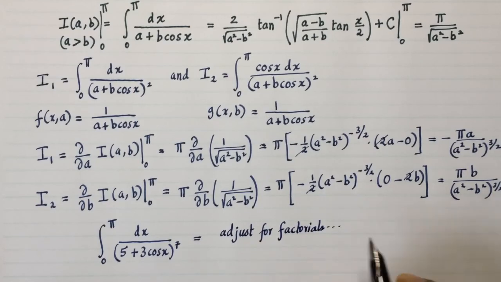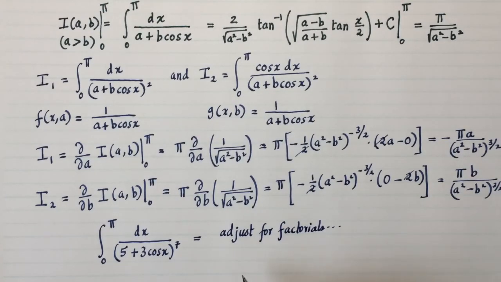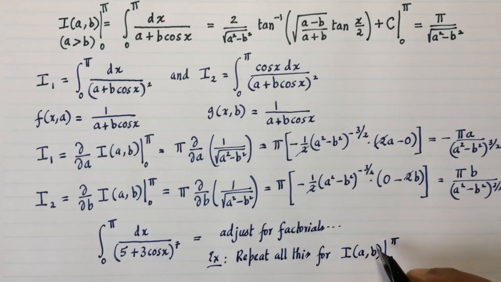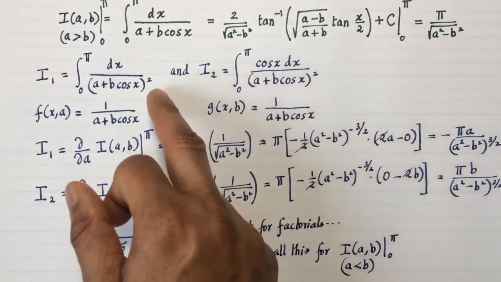I would urge you to try something like this. It's a really fun exercise. You just have to keep differentiating this over and over and over again, and then that'll be the answer. And I think the other exercise I would like you to try is the one I mentioned earlier. Repeat all this for I of a comma b from 0 to pi for the case of a less than b. That's where you get the ratio of two logarithms instead of the inverse tangent that you get in this problem. And try these companion integrals for that same case.